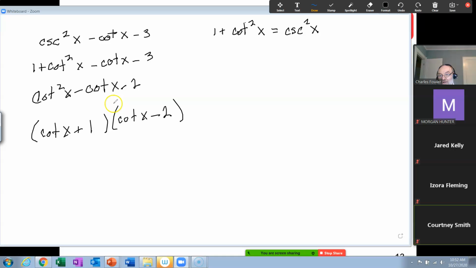Foiling, cotangent times cotangent is cotangent squared. Outer would be minus 2 cotangent x plus cotangent x. That would be a minus 1 cotangent x, and then the last would be minus 2. Yep, you've done it. You have now factored a trigonometric expression. Well, yeah, you did use a trig identity here to get this all in terms of cotangent, and that was a good move to make. All right, any questions on that one?